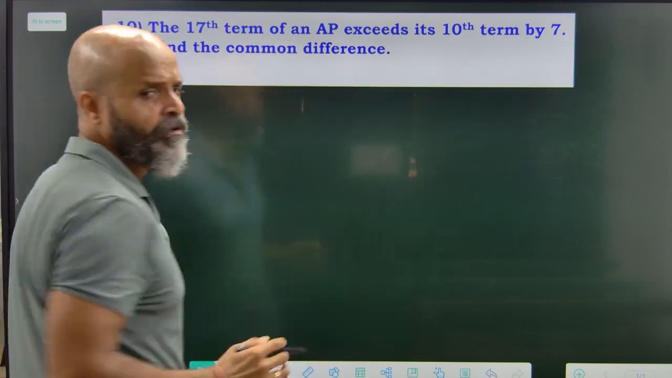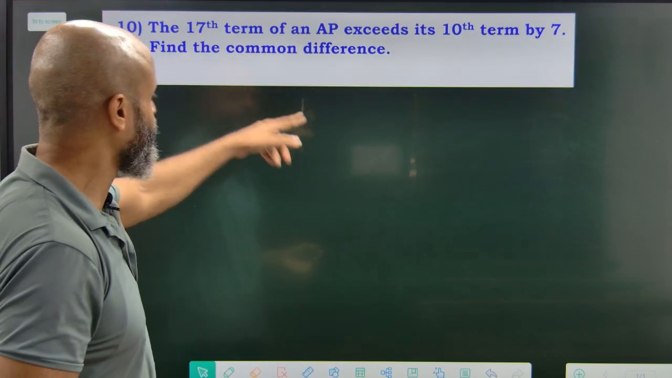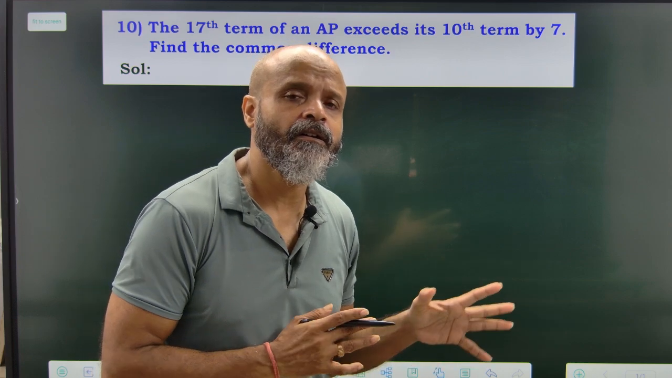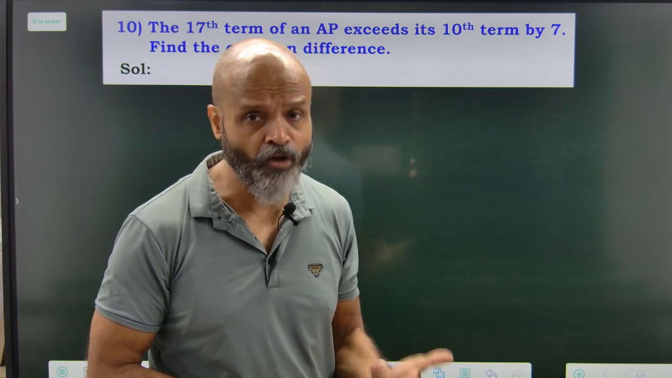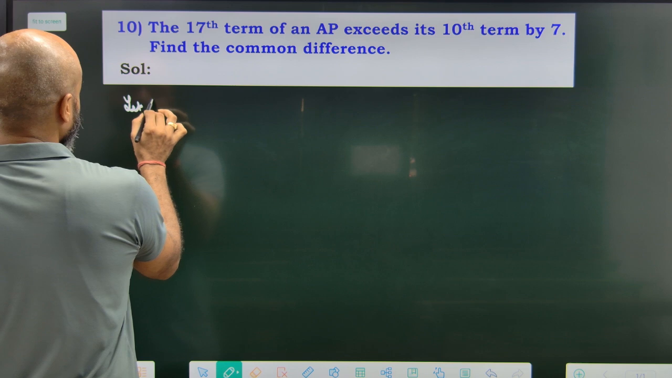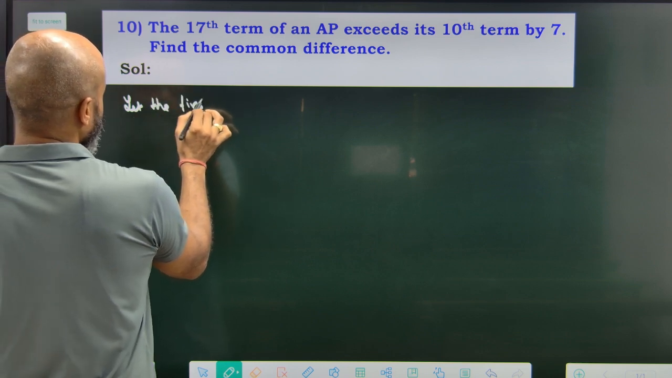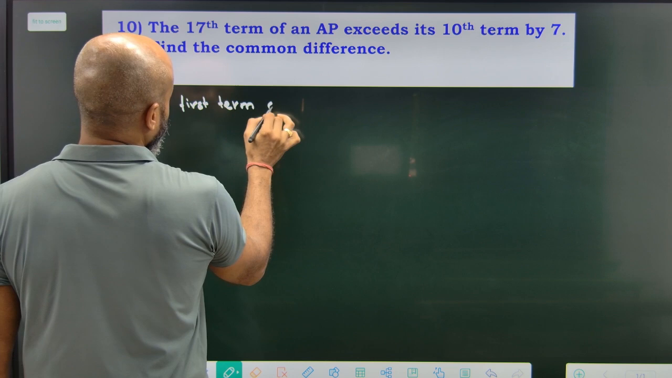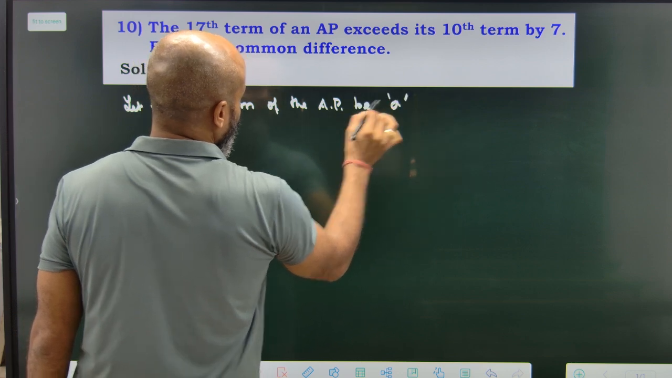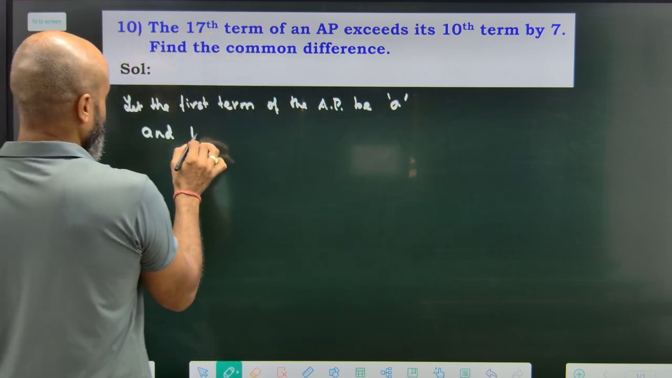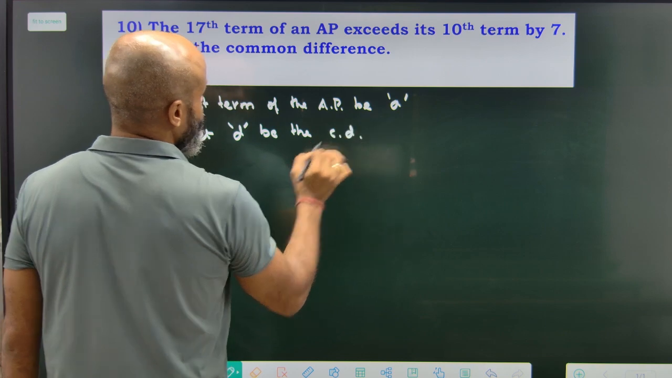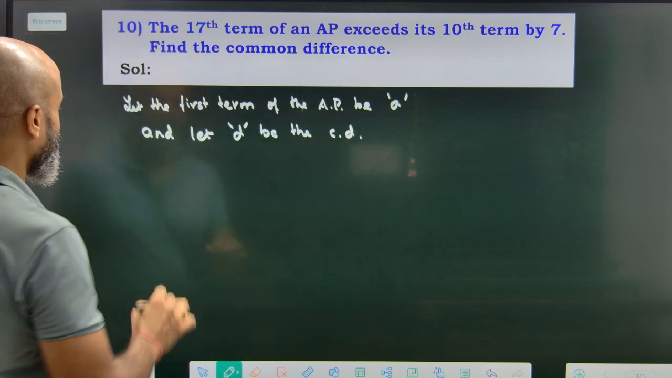So the 17th term of an AP exceeds its 10th term by 7. Find the common difference. So obviously we are not aware of the first term, neither the common difference. So let's assume, let the first term of the AP be A and let D be the common difference. So the 17th term, what will be the 17th term?